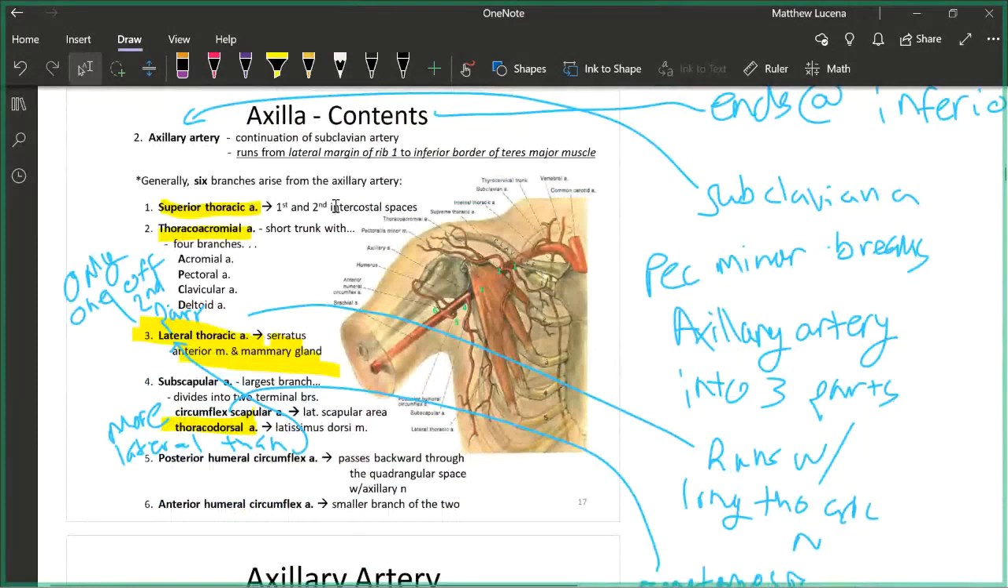Those 6 branches are, I'm pretty sure we might have made a mnemonic to memorize the branches. I don't remember the mnemonic I used, but it's good to always try to create your own mnemonics to memorize these things. The 6 branches are the superior thoracic artery, your thoracoacromial artery, your lateral thoracic artery, subscapular artery, posterior humeral circumflex artery, and your anterior humeral circumflex artery.